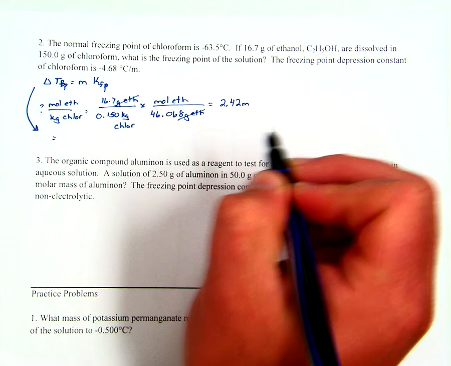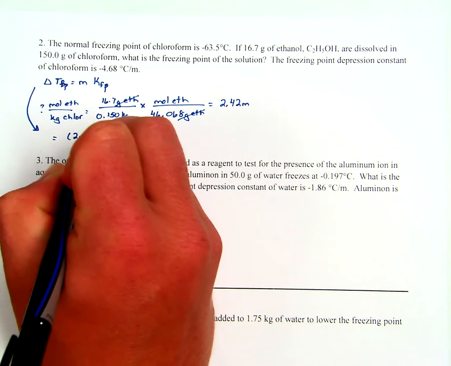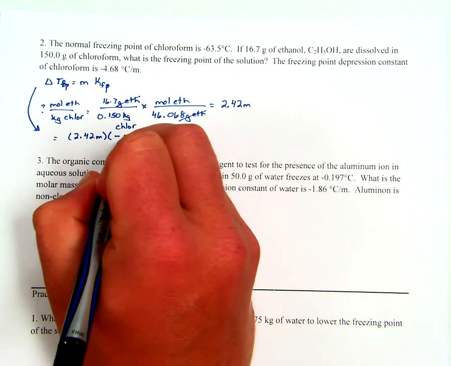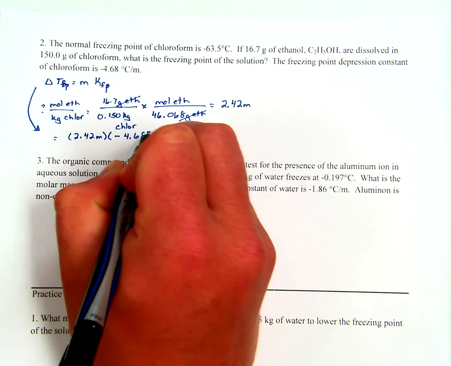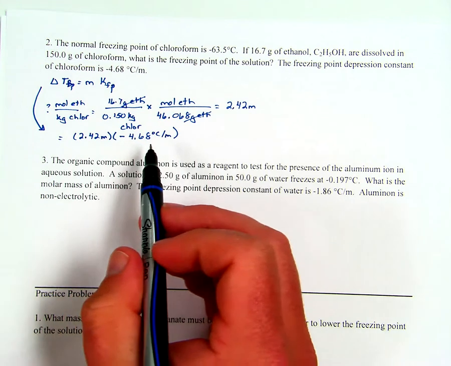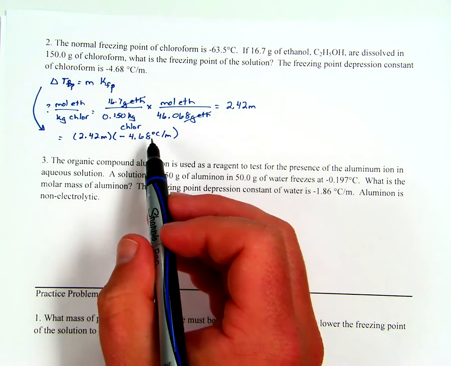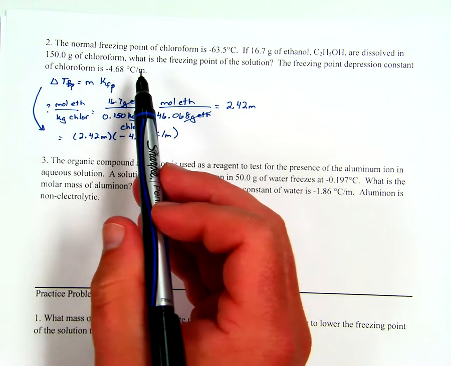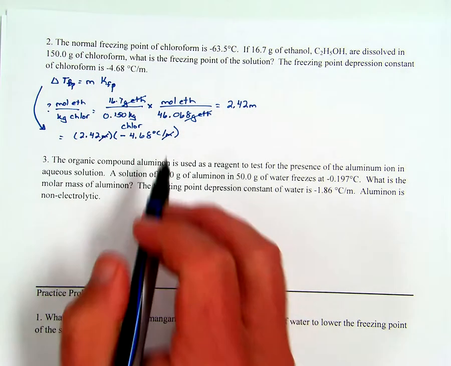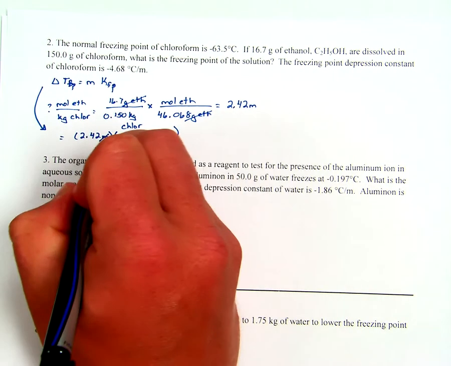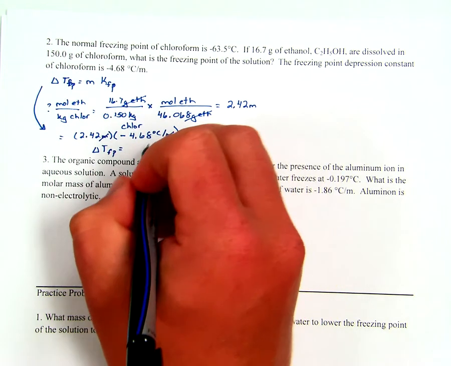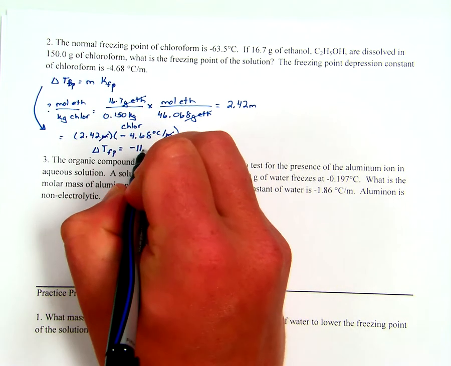Our molality is 2.42 molal times the depression constant for chloroform of negative 4.68 degrees Celsius per molal. The reason why it's negative is because the freezing points go down. So all freezing point depression constants are negative. The boiling point elevation constants are positive. Again, notice your units, molal units cancel. We're left with degrees Celsius. This gives us a change in freezing point of negative 11.3 degrees Celsius.